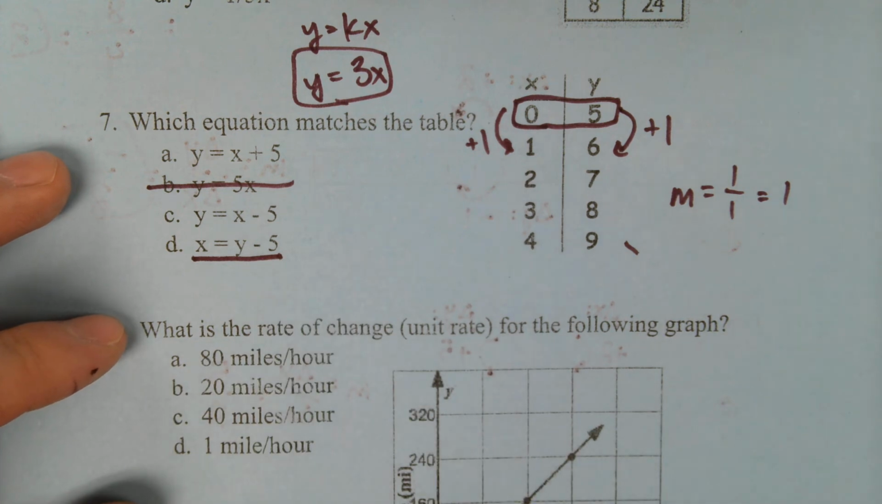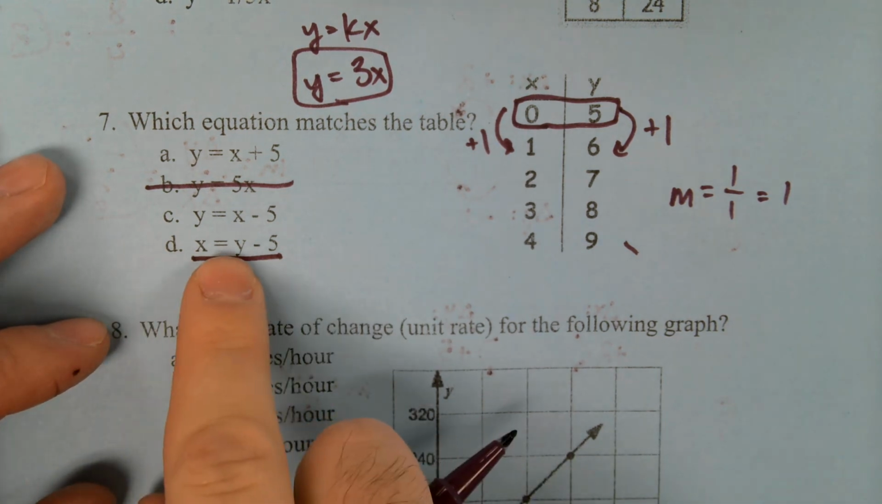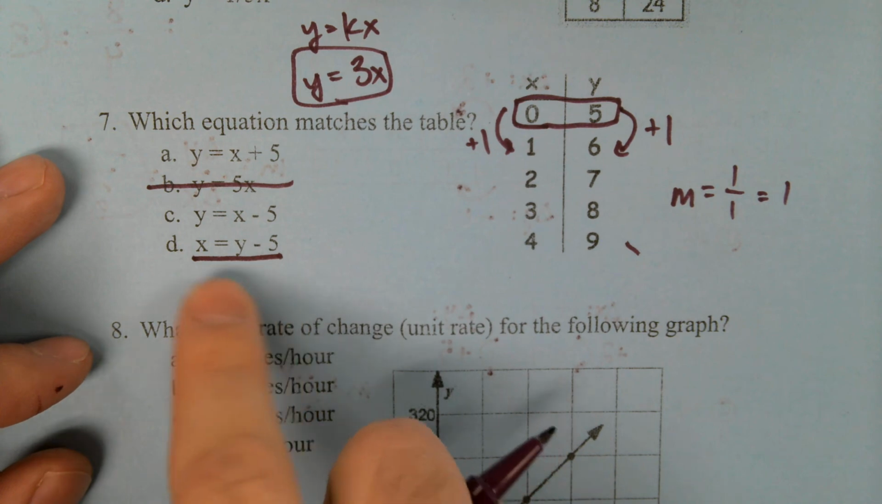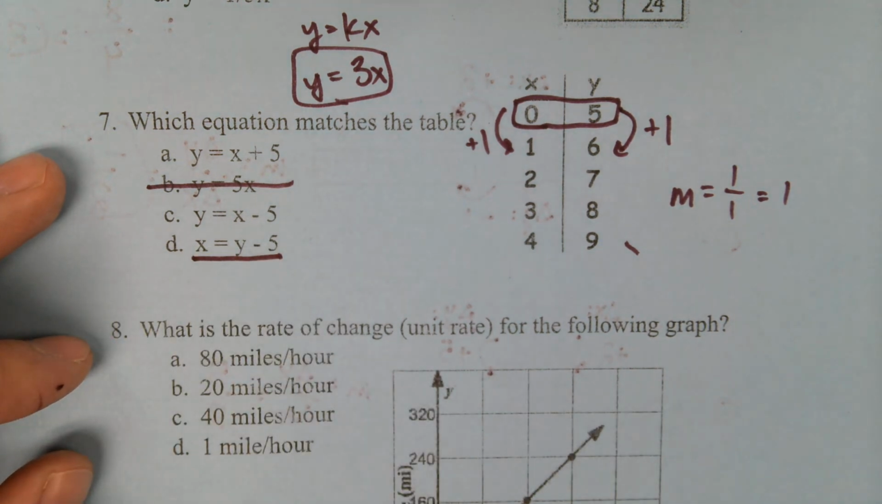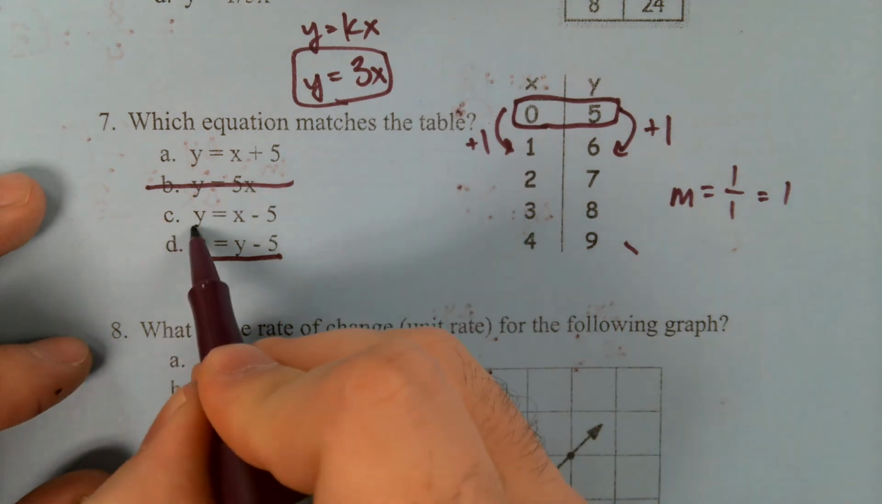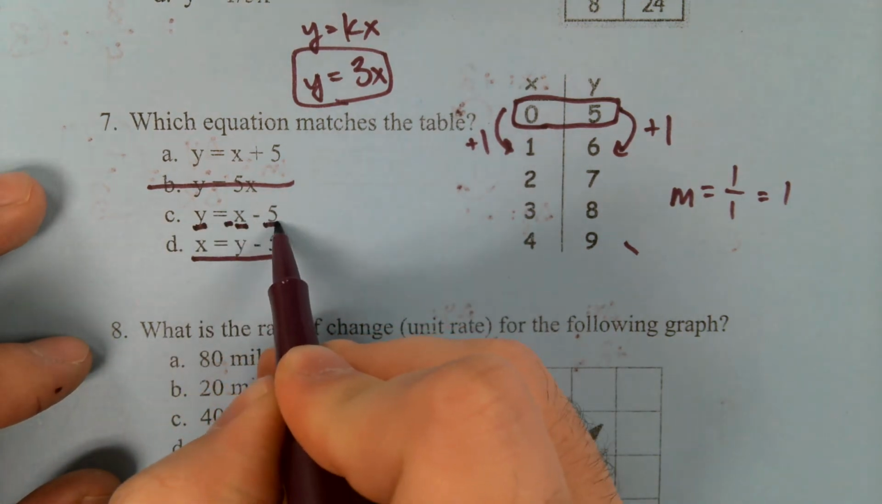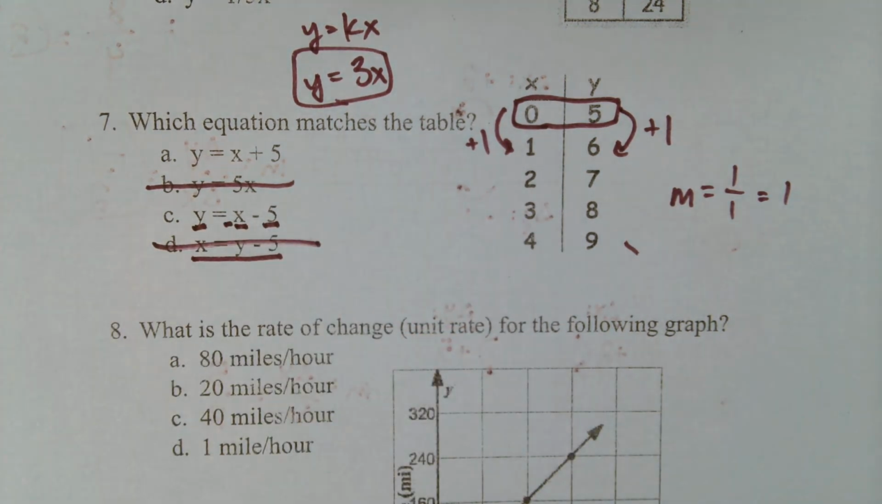Yo mama's ex-boyfriend, not x yo mama's boyfriend or whatever this is. Wait, mama's ex yo boyfriend. That's what that would be. We don't want that. We want yo mama's ex-boyfriend. So we can't even look at D.